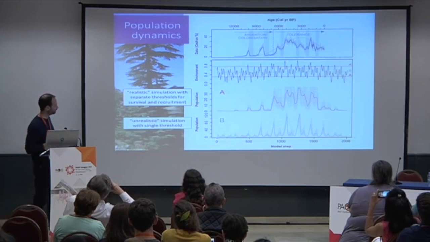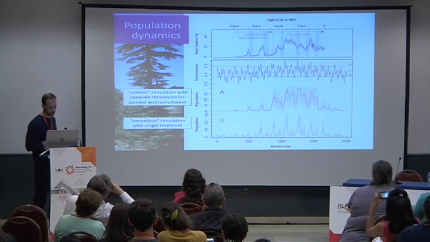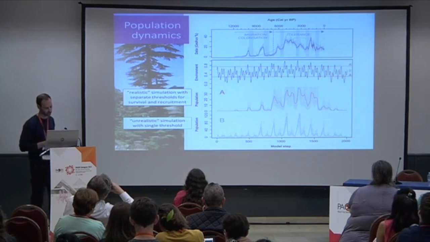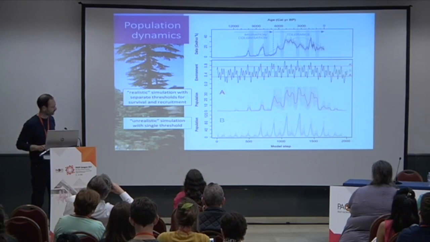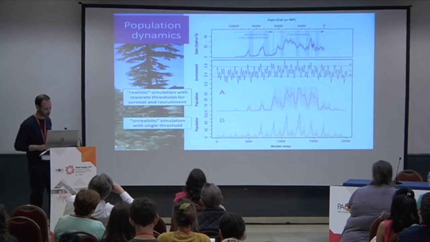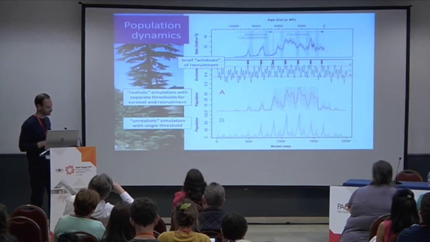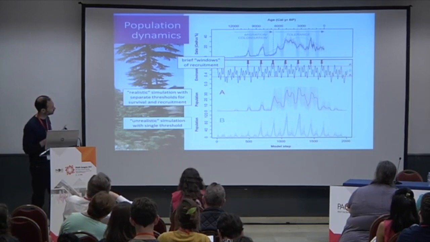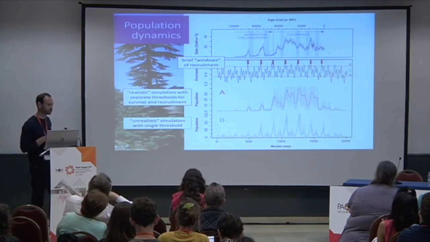The second appears unrealistic. With a single threshold, we get a very spiky, dynamic response where we see effectively every change in the fluctuating environment recorded. I appreciate that it's a very simplistic type of setup, but in this way, some of the messages that I think are important are that the peaks that we see in the cedar population might correspond to very brief windows of recruitment.